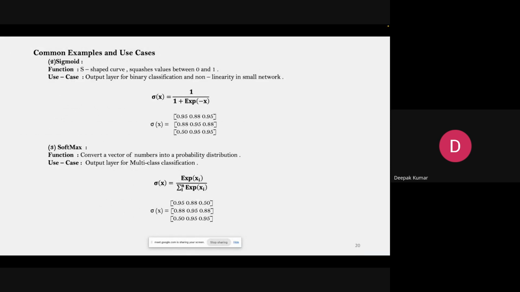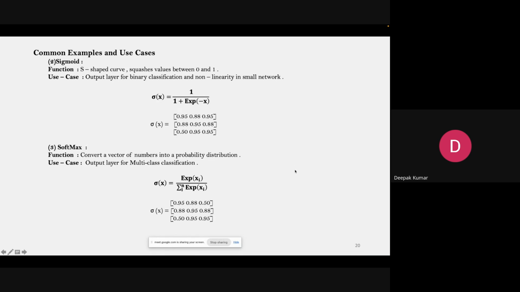Similarly, softmax is a multi-purpose function. It's not just an activation function. You can see the formula, and it's more like the sigmoid, but slightly better. It is also used in the objective function when we perform multi-class classification.